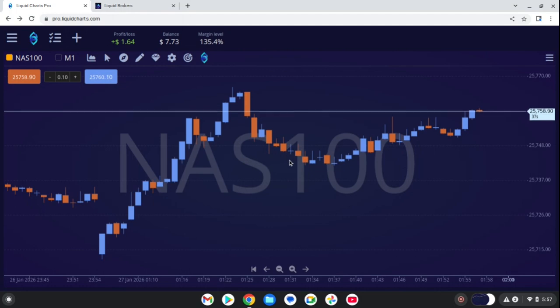Okay? So candles form from left to right. Each candle is like a digital footprint. It tells exactly what the price was doing during that time. As each candle closes, the next one forms, continuing to show the market's movement.